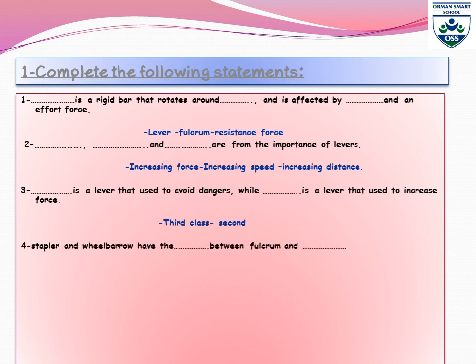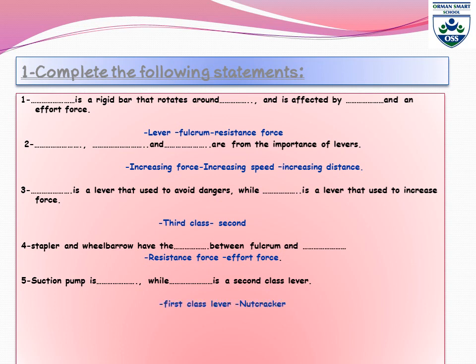Question number 4. Stapler and wheelbarrow have the space between fulcrum and space. Stapler and wheelbarrow have the resistance force between fulcrum and effort force because they are from the second-class lever. 5. Suction pump is space while space is second-class lever. The answer is suction pump is first-class lever while nutcracker is second-class lever. 6. Levers rotate around a fixed point called fulcrum.